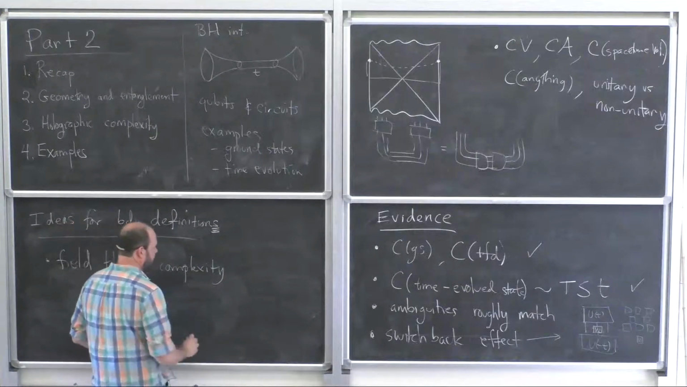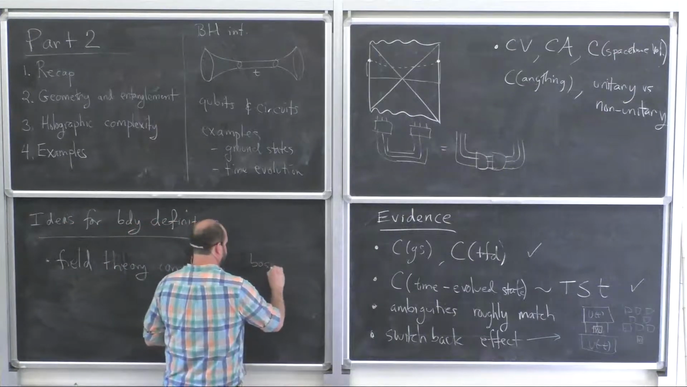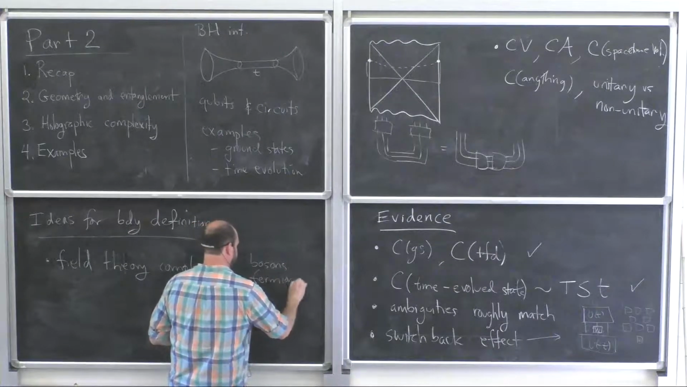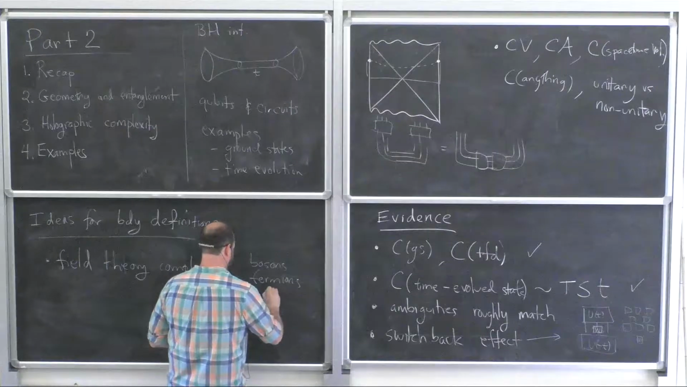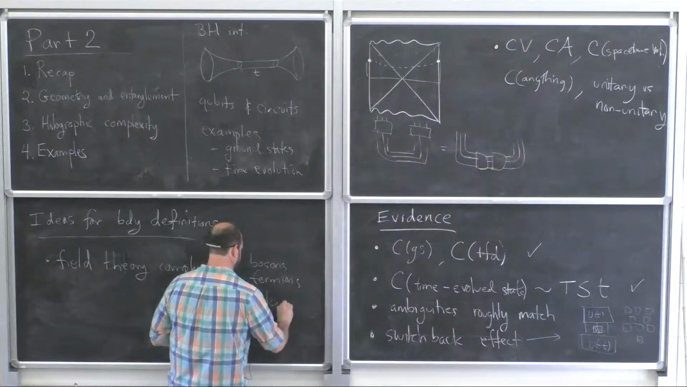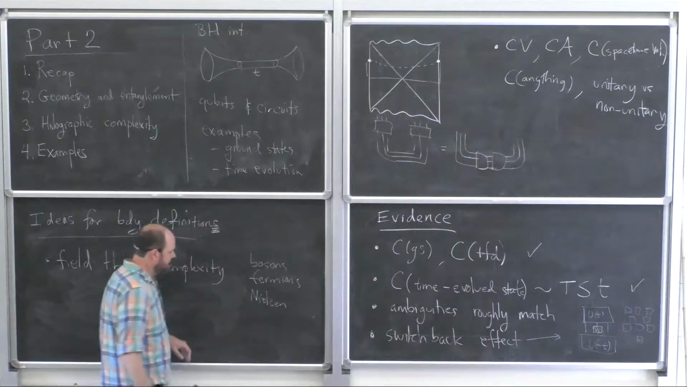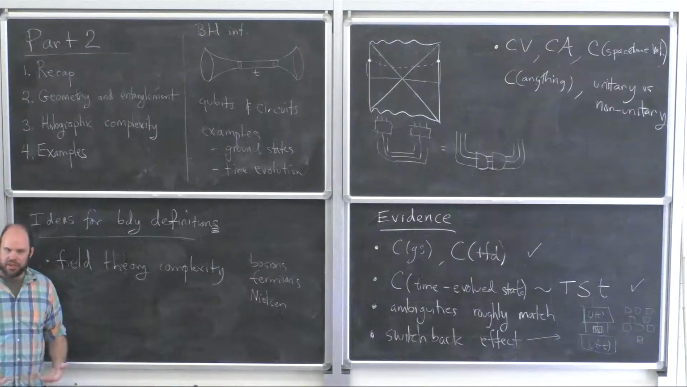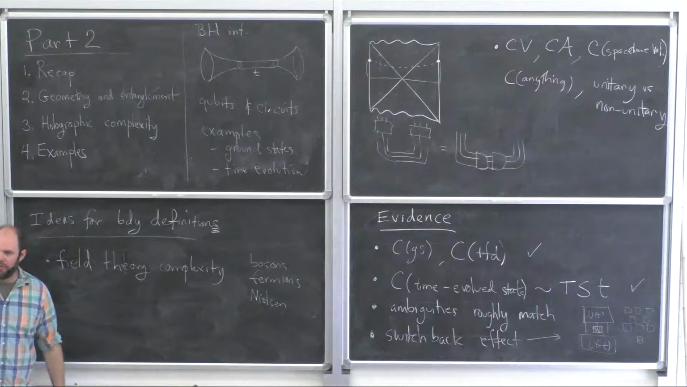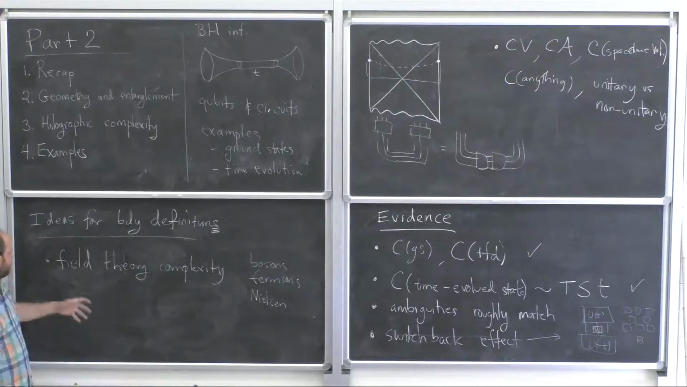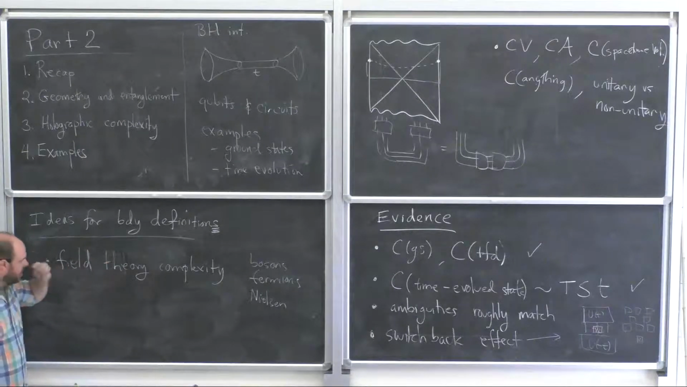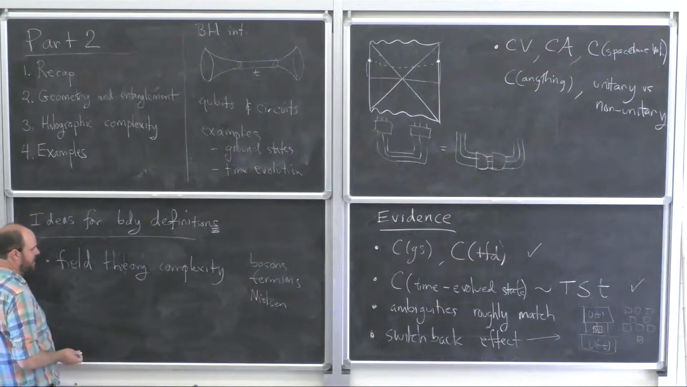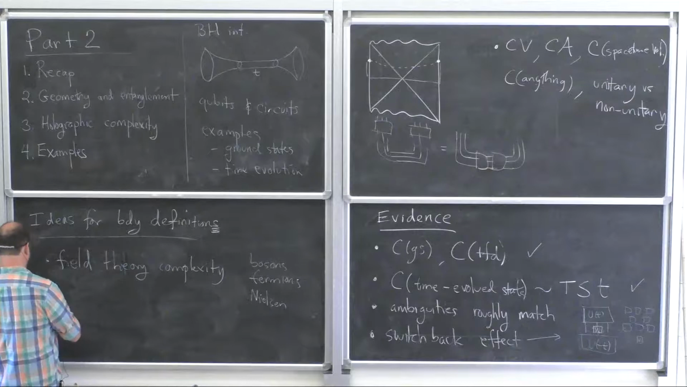Field theory complexity, so bosons and fermions. And you can use this Nielsen approach, the Nielsen metric, and that gives you a very nice description where you can actually calculate these things for free theories and speculate about how it would look for interacting theories. I think this is a very promising direction. It's difficult to deal with interactions explicitly, but it seems very nice.